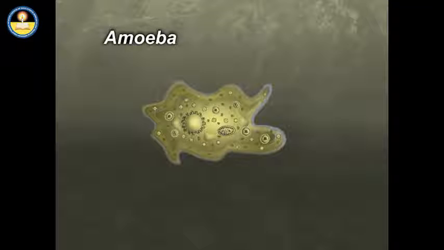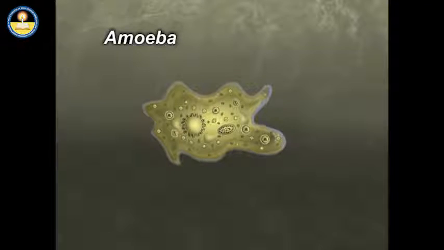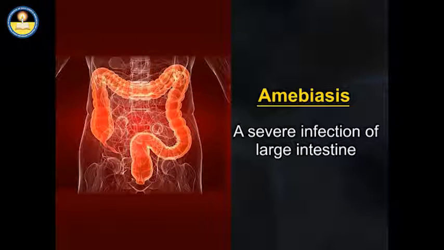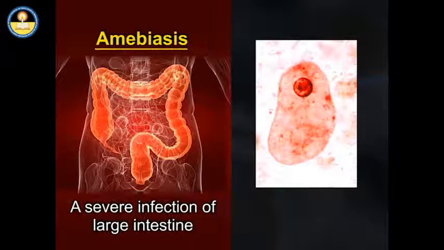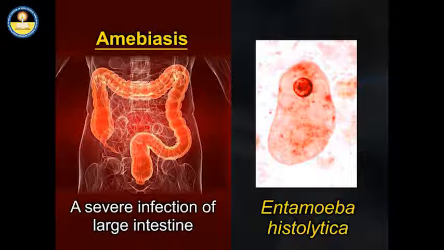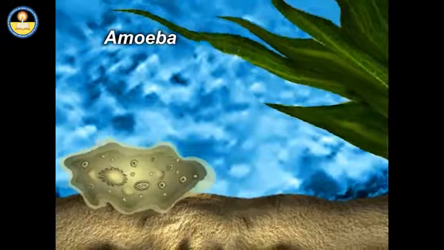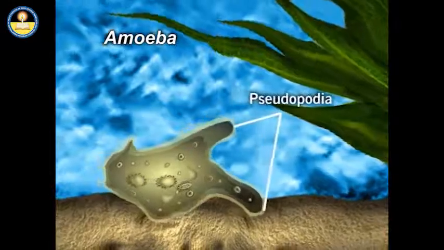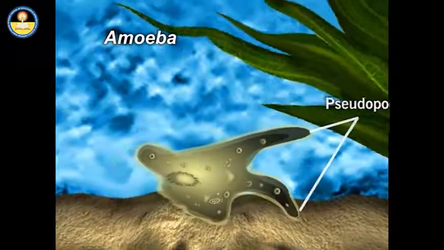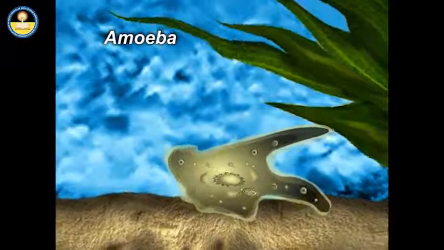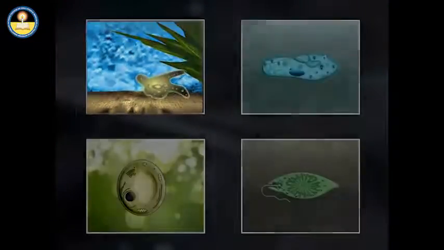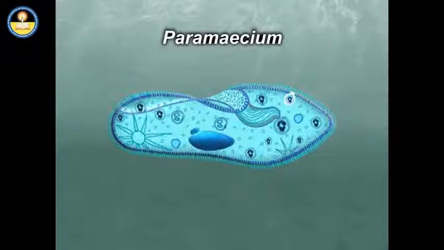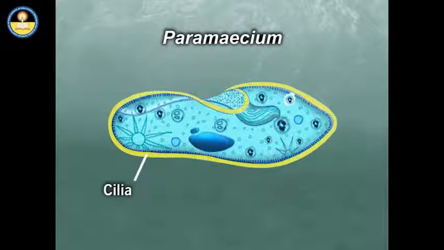Amoeba is a type of protozoa and does not have a definite shape. Amoebiasis, a severe infection of the large intestine, is caused by the amoeba Entamoeba histolytica. Amoeba projects parts of its cells to create jelly-like tentacles called pseudopodia. The amoeba uses these pseudopodia to move and grab prey. Paramecium is also a protozoan which is ciliate, means it has cilia for its movement.